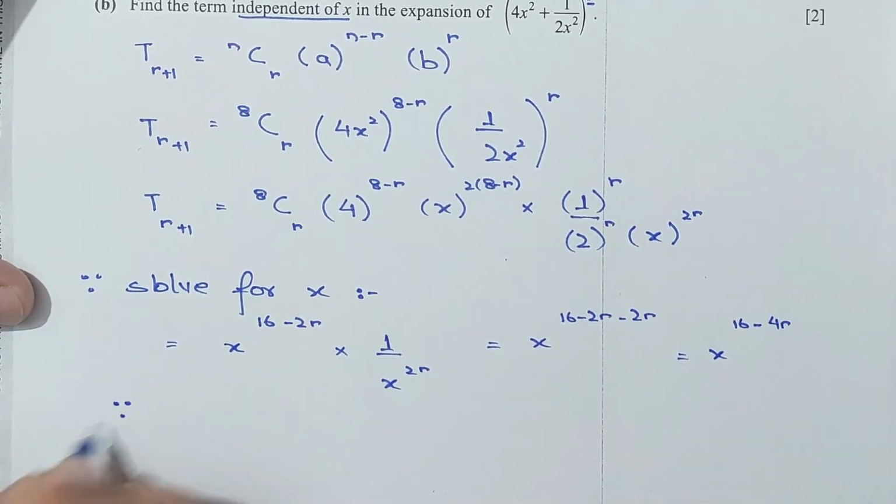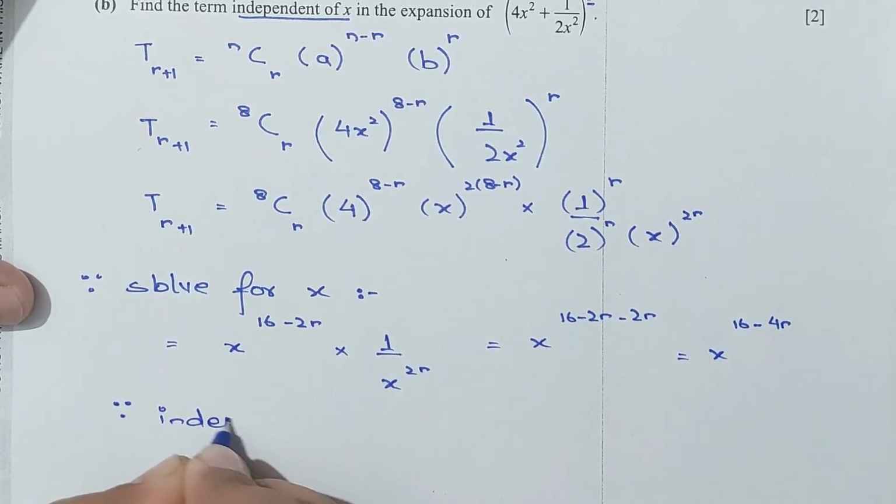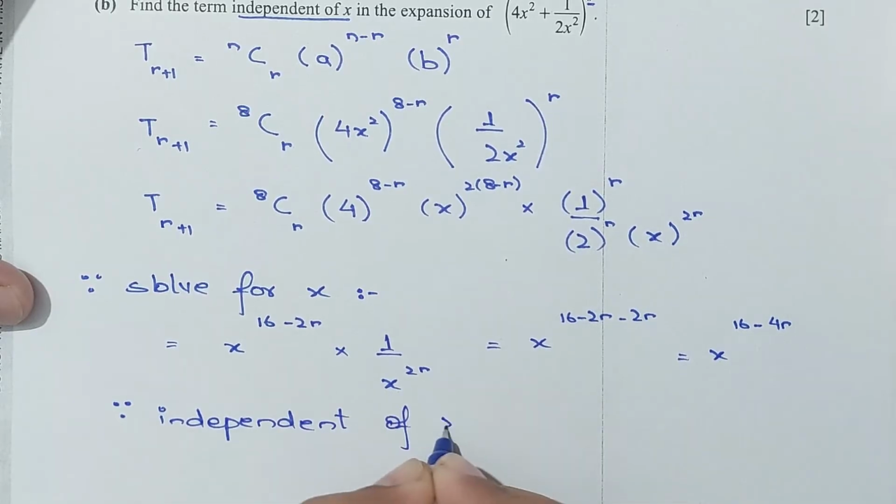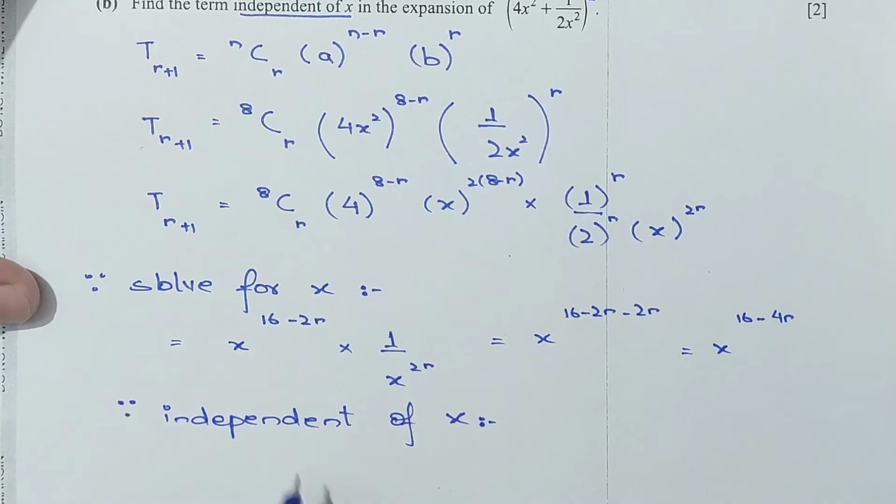So from here, term independent of x means the x power should be equal to 0. 16 minus 4r should be equal to 0. Minus 4r is minus 16. Negative is cancelled with negative. 4 times 4 is 16. So the r value is 4.